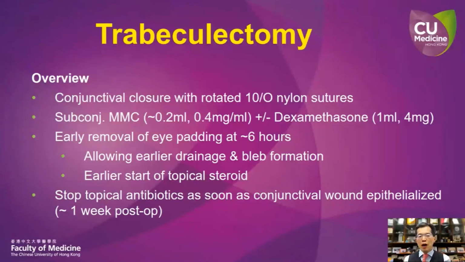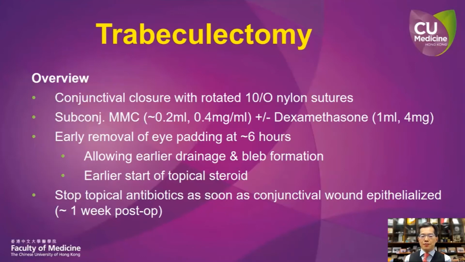Now, for the conjunctival closure, I prefer to use 10-0 nylon sutures, usually just 2 10-0 nylon sutures with both of them rotated. I think this gives the best comfort to the patients. And also, before I tie off the final conjunctival 10-0 nylon suture, I inject mitomycin C in the space around the scleral flap. Usually, I inject around 0.2 mils of 0.4 milligrams per mil of mitomycin. And additionally, I may give dexamethasone injection as well, usually up to 1 mil, 4 milligram.